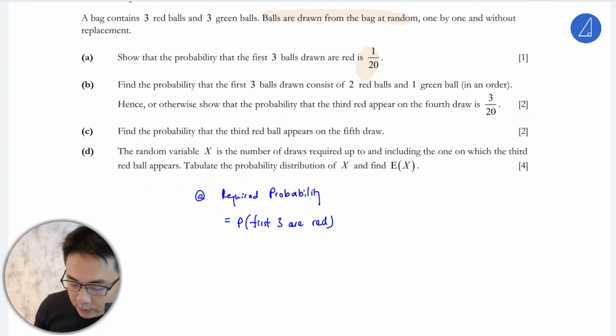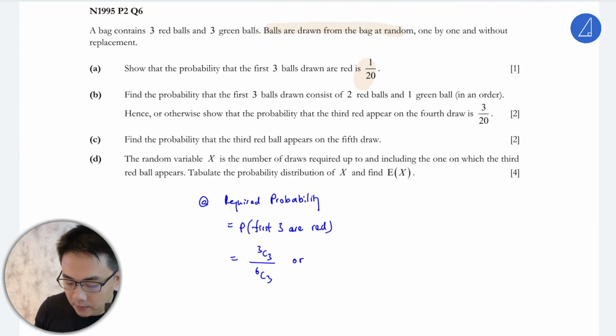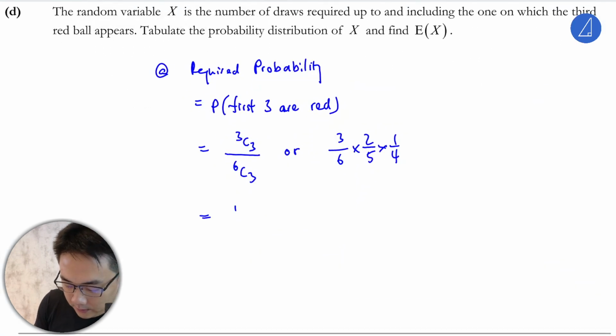First 3 are red just means that we choose 3 of the 3 red, and after which it's just 1. That's over the total number of ways of choosing 3 balls from 6, 6 choose 3. Or we could see it as 3 over 6 times 2 over 5 times 1 over 4. Either way, we'll get 1 over 20. So that's that. Great.